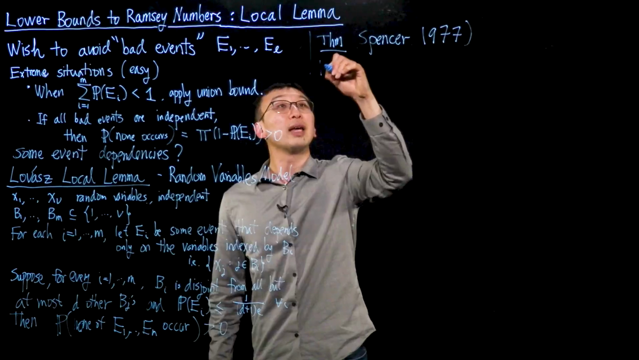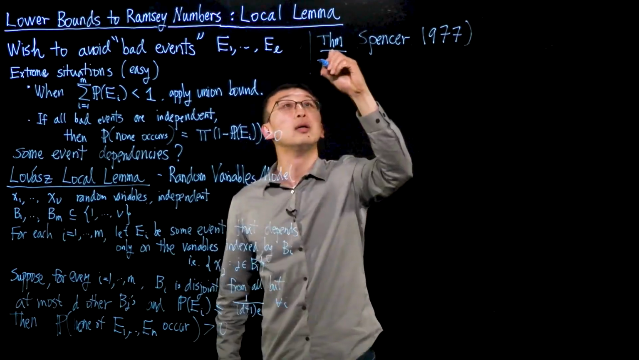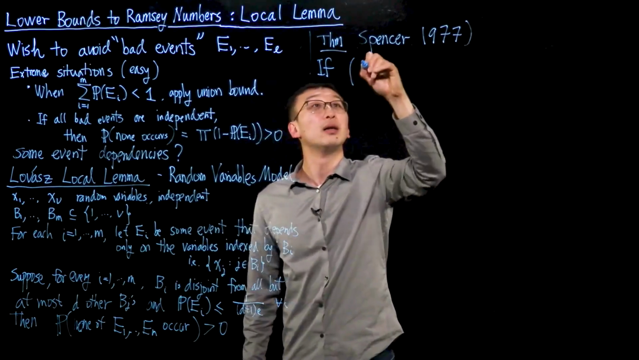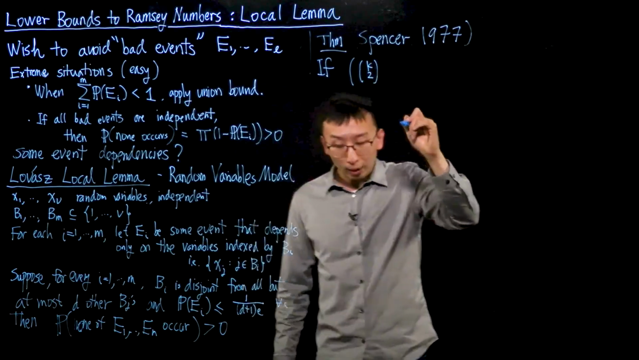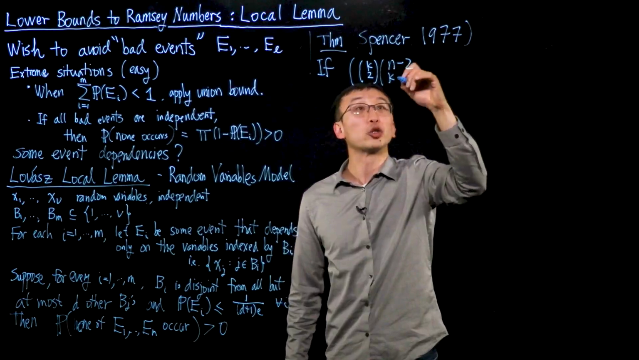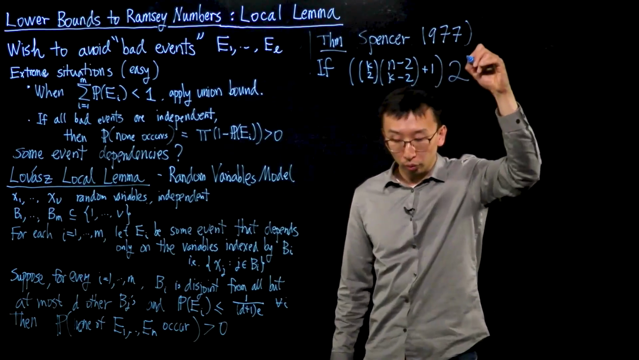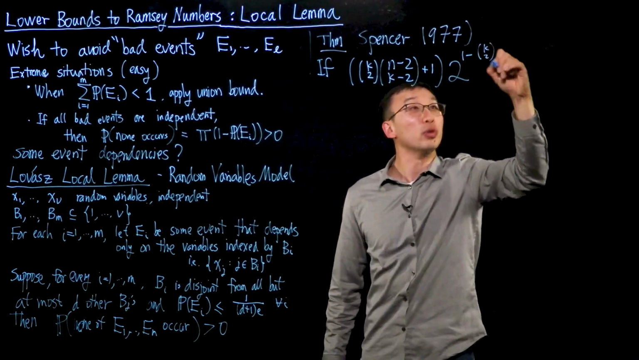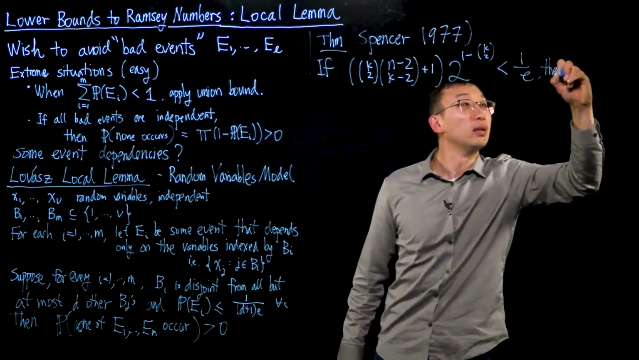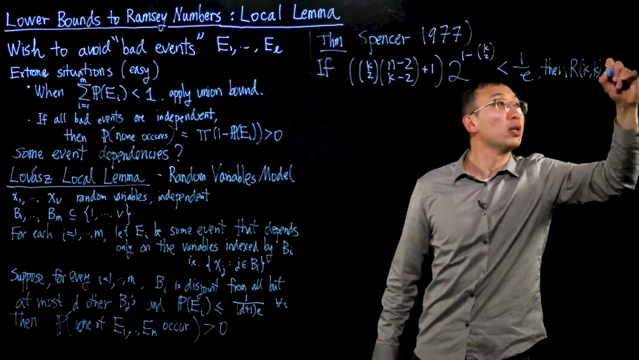And it says that if k choose 2 times n choose 2, n minus 2 choose k minus 2 plus 1 times 2 to the 1 minus k choose 2 is less than 1 over e, then the Ramsey number R(k,k) is strictly bigger than n.